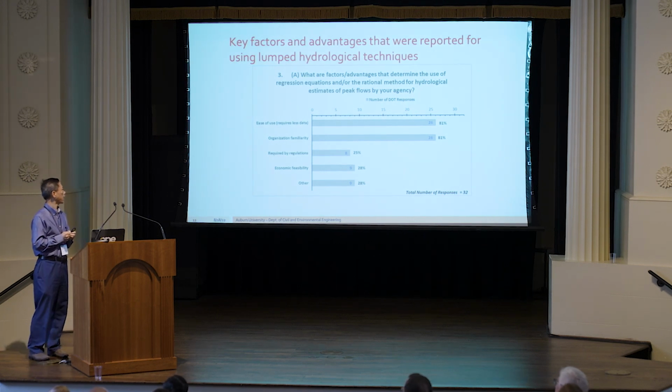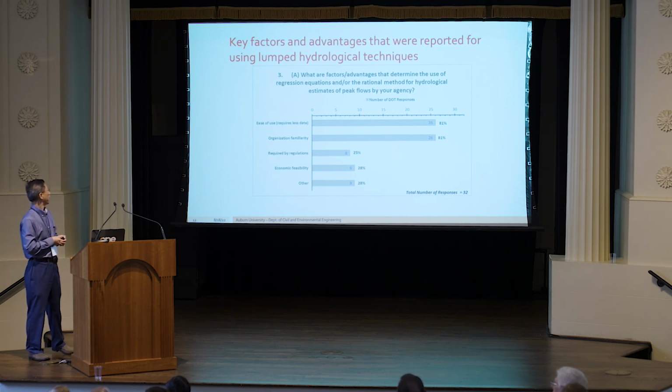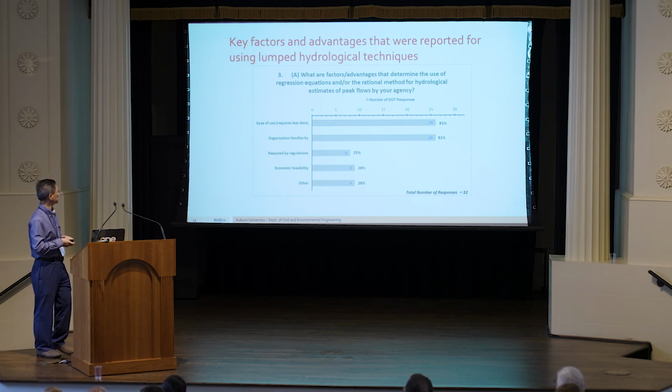You can just go online and type an address, it zooms in, and then you click on a point. Say that is the outlet of your watershed, or maybe your stream crossing for your roadway design project. It will delineate the watershed and get some watershed parameters, and the estimates pop up. So yes, it's really easy to use. Organizational familiarity, because maybe they have used it for a long time, is also 81%. A few say it's required by regulation or maybe economic feasibility, okay?